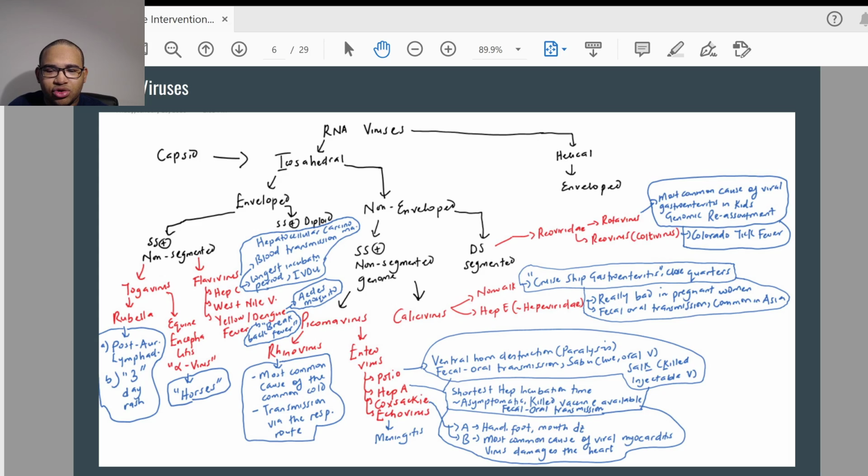And there we have two groups. We have the picornaviruses and the caliciviruses. I'll talk about the picornaviruses first. We have rhinovirus. Remember, that's the most common cause of the common cold, right? And it's transmitted via the respiratory route. And then we also have the enteroviruses, right?